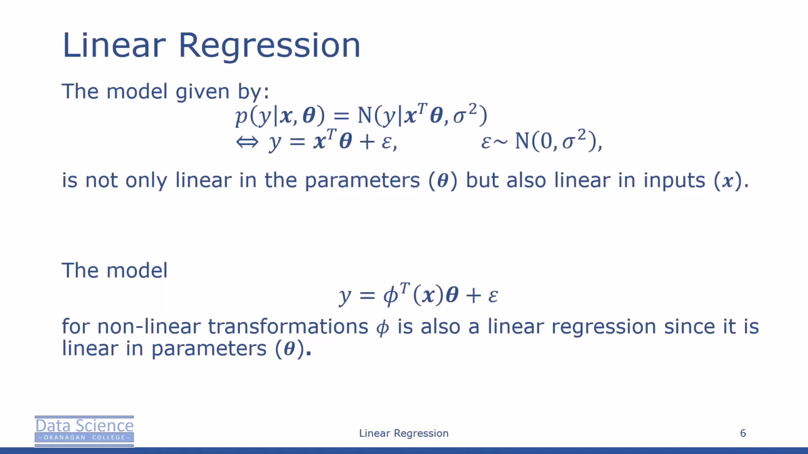Linear regression refers to models that are linear in parameters. The linear regression model here is not only linear in parameters, but it's also linear in the inputs. Models like y equals phi transpose of x times theta plus epsilon, for nonlinear transformations phi, are also linear regression models because linear regression refers to linear in parameters, i.e., models that describe a function by a linear combination of input features. Here, a feature is a representation phi of x of the inputs x.